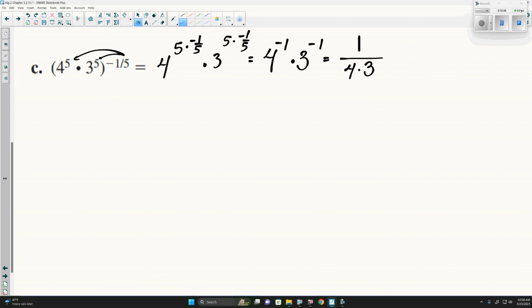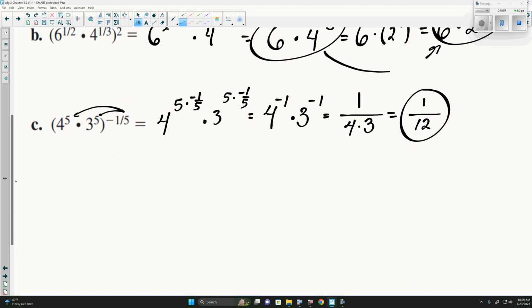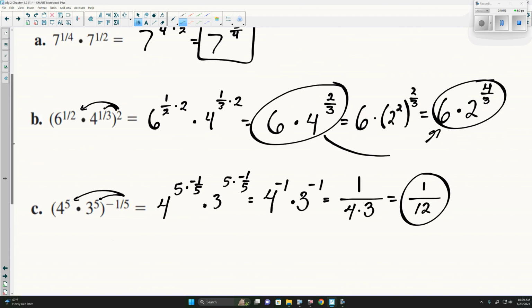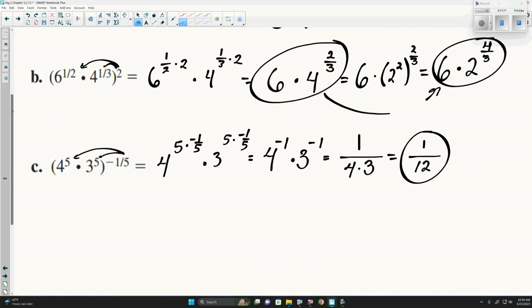Can we actually do 4 times 3? Yeah, 12. So we get 1/12. Because both exponents were 1, when we moved them into the bottom of the fraction, we could actually multiply them together. Now this is a little bit different than the one that we had before, 6 times 4 to the 2/3, because really what we're looking at is 6 times the 3rd root of 4 squared. We can't actually multiply those two together. Any questions on any of this here?